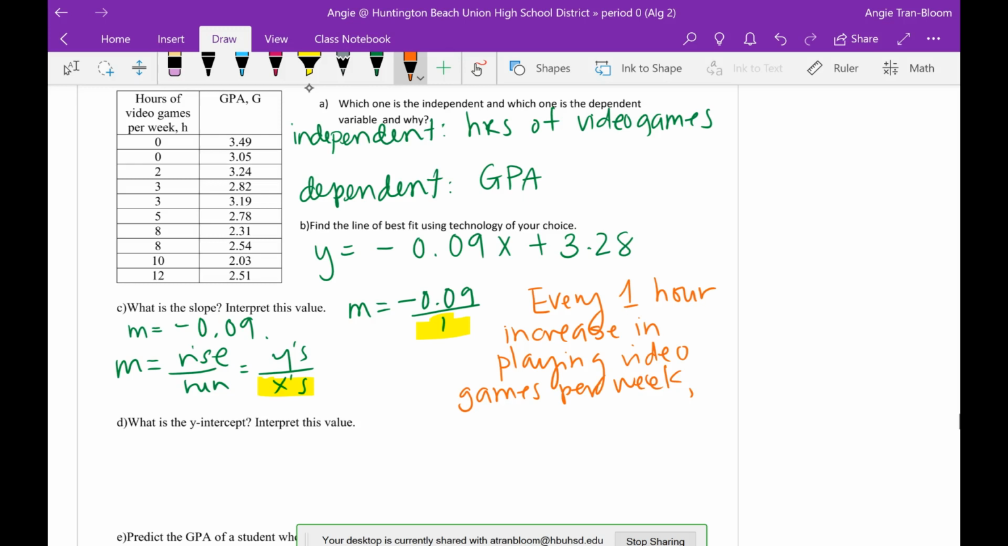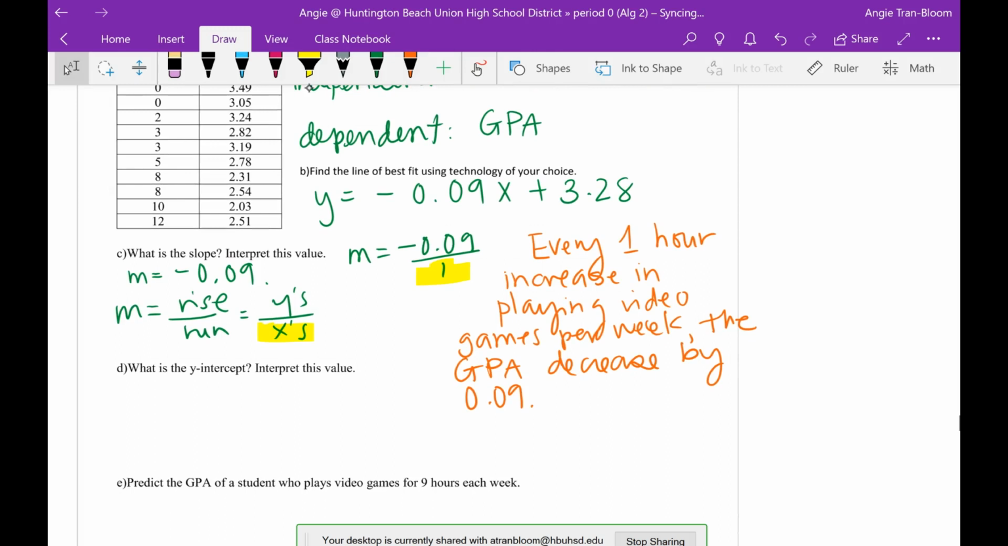Okay. What's the output? What's happening? The GPA, what's happened to GPA? Decrease by 0.09. You're right. Because I'm using the word decrease, can you see that I don't need to use a minus sign? Okay. All right. What is the y-intercept? What's the y-intercept for your line of best fit?